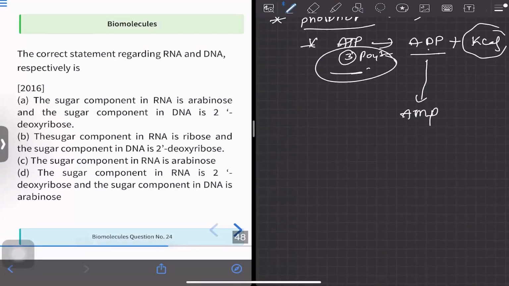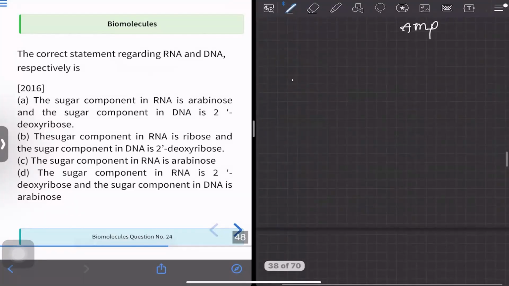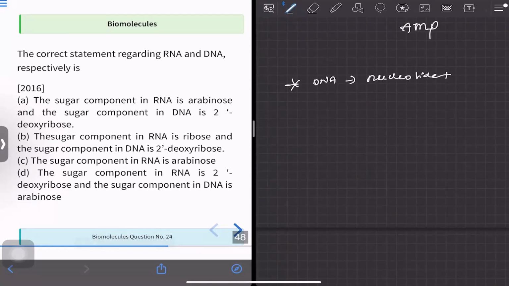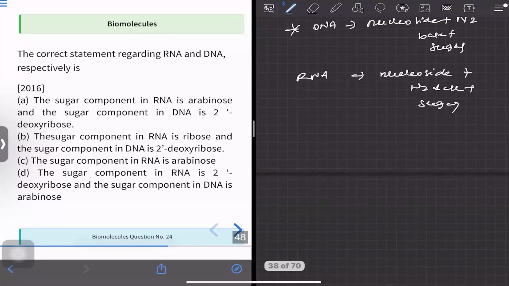Next question. The correct statement regarding DNA and RNA. We all know that DNA consists of nucleotide, nitrogen base, and sugar. And RNA consists of nucleoside, nitrogen base, and sugar. The sugars of DNA and RNA are different. The sugar of DNA will be 2-deoxyribose and the sugar of RNA will be ribose.